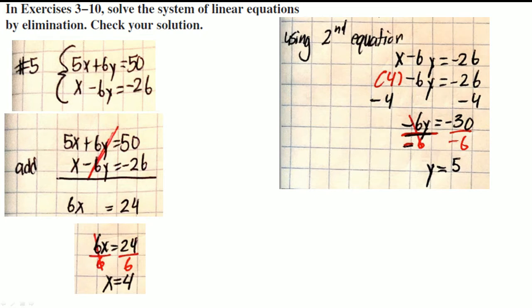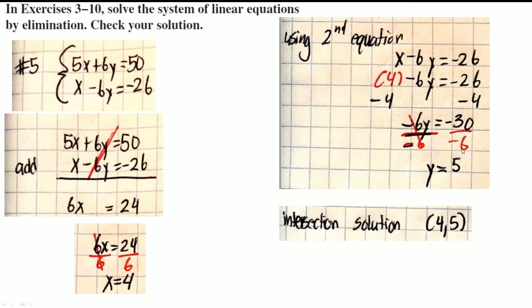I need to solve for y, so I'm going to use one of my old equations. In this one, I'm going to use the second equation. Notice how x is already by itself. That's why I decide to use it. x minus 6y is equal to negative 26. I substitute in x equals 4. I subtract 4 to both sides. Then I get negative 6y is equal to negative 30. How do I get the negative 30? Negative 26 minus 4. Divide both sides by negative 6. I get y is equal to 5. Negative 30 divided by negative 6 gets you 5. So my intersection, or my solution, is 4, comma 5.